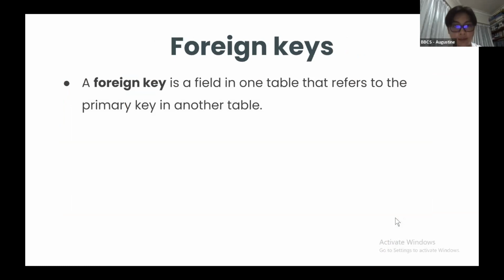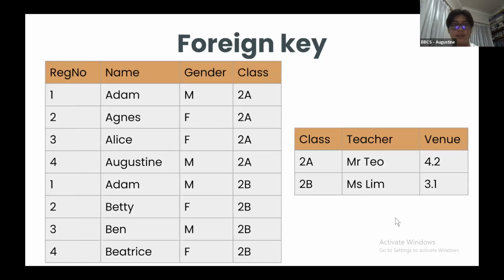So now for the last type of key, we have a foreign key. A foreign key is a field in one table that refers to a primary key in another table. So let's take these 2 tables for example. Can you guys guess what the foreign key for the teachers table on the right side is? Well, if you guessed the class as the foreign key, you are correct, because this class key for the teachers table references back to the main table and it references the field class.